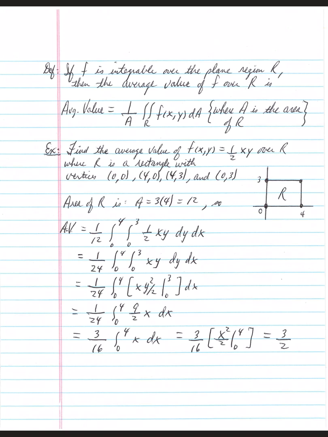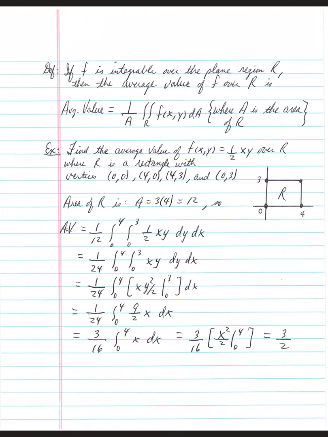Definition: if f is integrable over the plane region R, then the average value of f over the region is given by this formula. 1 over a, where a is the area of the region, times the double integral of f of xy with respect to the area. Again, that can be dx dy or dy dx. Example: find the average value of the function 1/2 xy over the region R, where R is a rectangle with vertices 0, 0, 4, 0, 4, 3, and 0, 3.